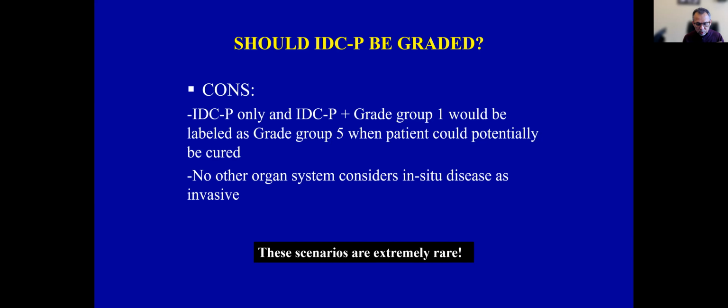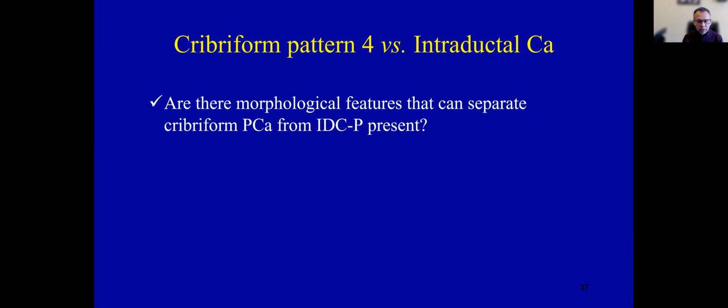So my philosophy is that most of the time you can include that in the grading and it would not necessarily make any change in clinical significance, as these scenarios of in situ disease or grade group 1 with intraductal carcinoma are extremely rare. But that brings up the point of when we really need to stain them to separate it. So I asked, are there morphological features that I can use to separate cribriform prostate cancer from intraductal carcinoma when present? And I have talked about this in your part 1 lecture, how you can sometimes utilize morphological features to confidently separate between the two.